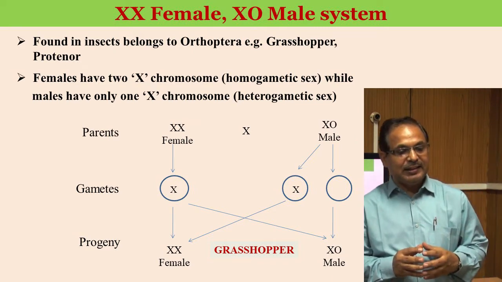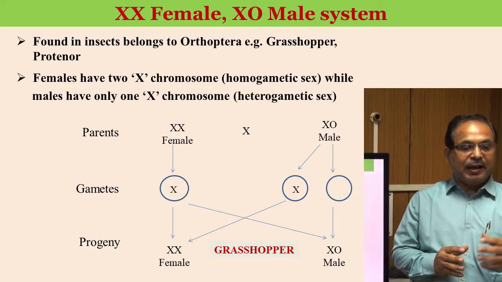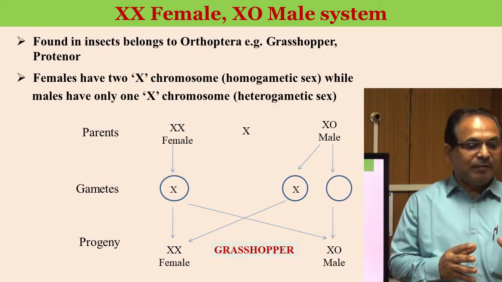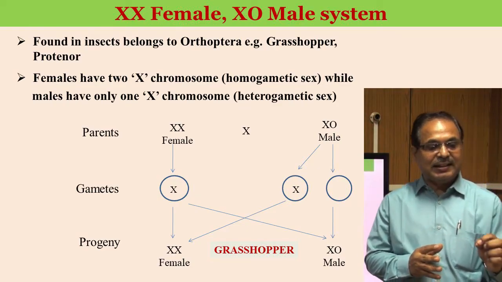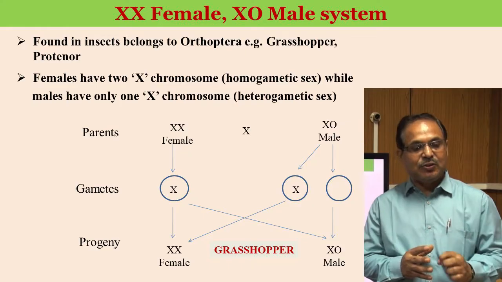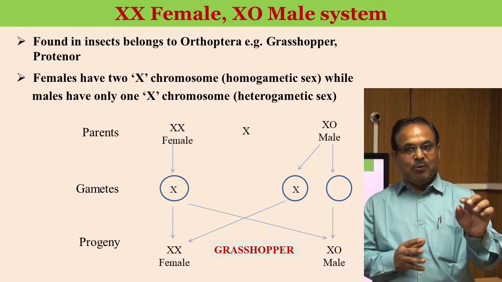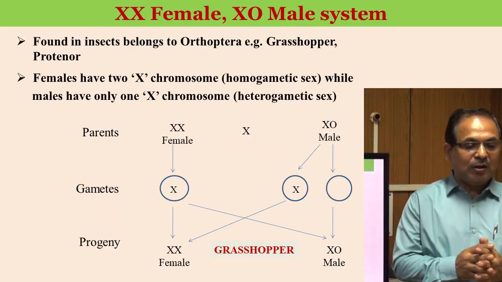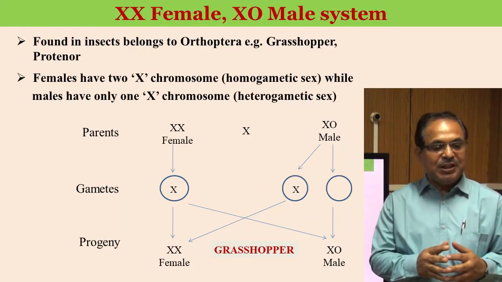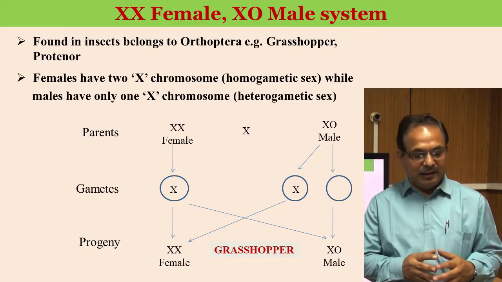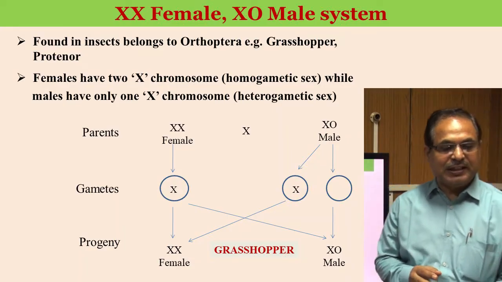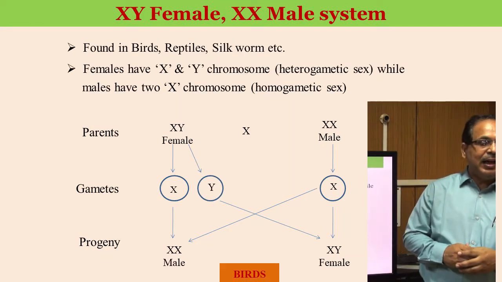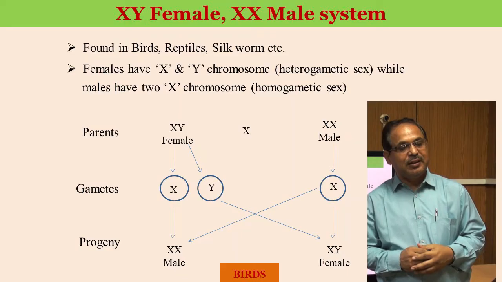Here we can say that in the case of humans, when a female is crossed with a male XY, the female produces one gamete, X, whereas the male produces two gametes, one X and the other Y. When these are combined together, the progeny is produced in a 1:1 ratio. Here one mistake: it is XY. The next system is the XY female, just the reverse of the earlier one.